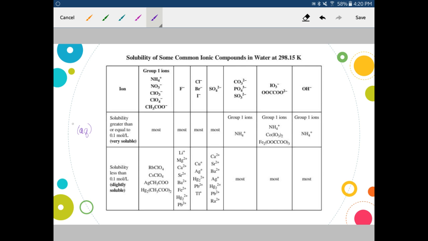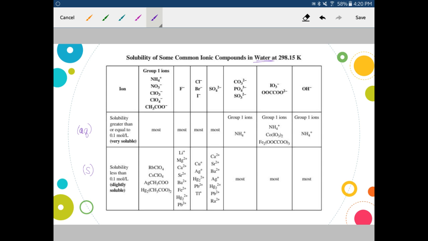Now remember, when I have (aq) in brackets, it means dissolved in water. If I was to have (al) in brackets, it would be dissolved in alcohol. Now, in this case, because we are talking specifically about water, we're talking about aqueous. When it talks about solubility less than 0.1 moles per liter, or slightly soluble, essentially these entities are going to form solids with water. So these are our solid entities. Some of them are aqueous, some of them won't be.